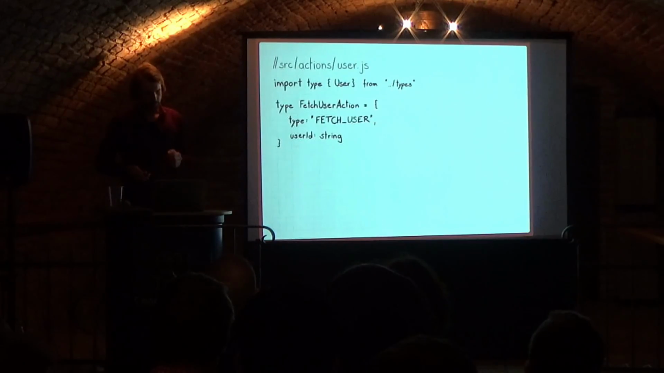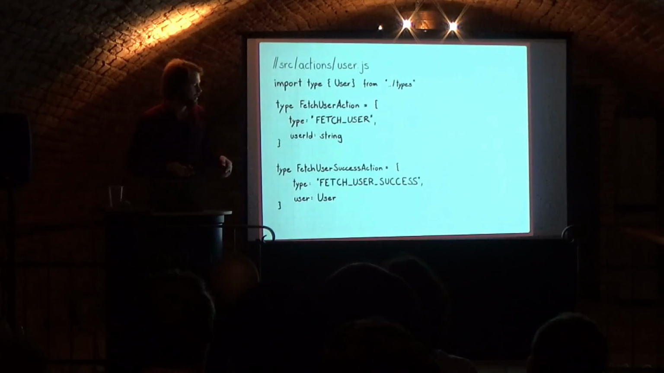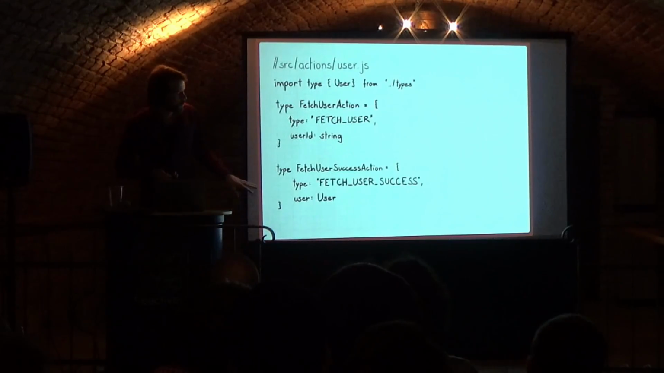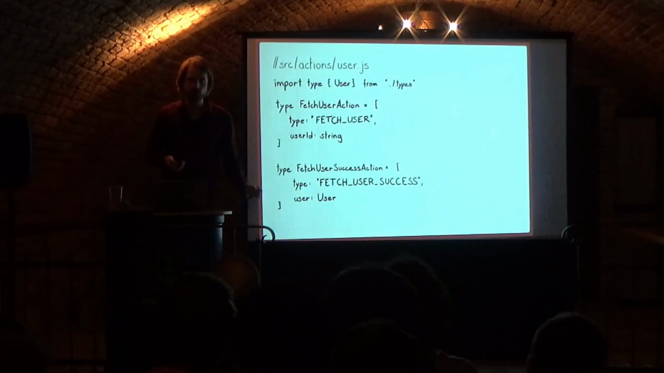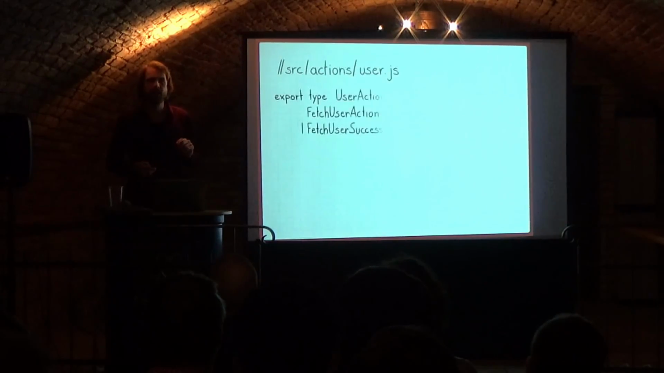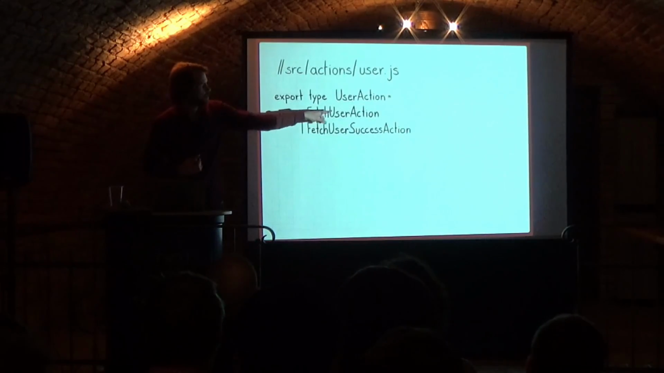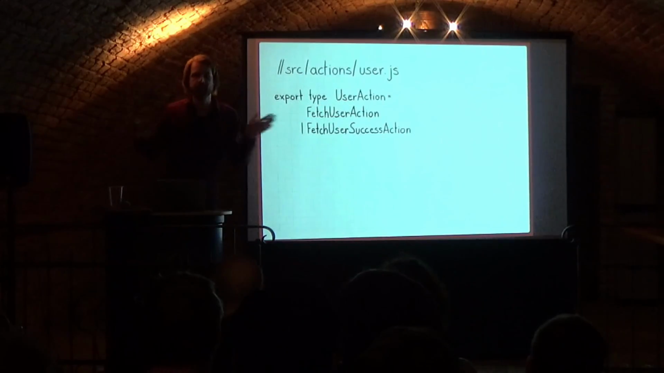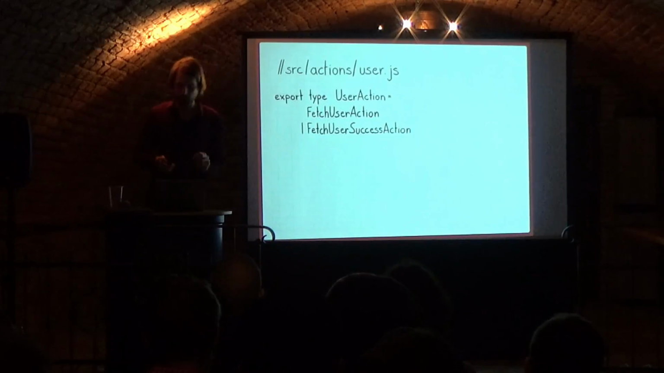This is it. Then we have a fetch user success action. I'm just making up some actions to give you some idea how the switch looks like. Fetch user success with a resolved user object. Okay. But these are just the elements. Now we can make more complex types. We can compose them together. So we can make a union type, which is an abstract called user action. This can be a set of actions which can apply. Either it's a fetch user action or it's a fetch user success action.